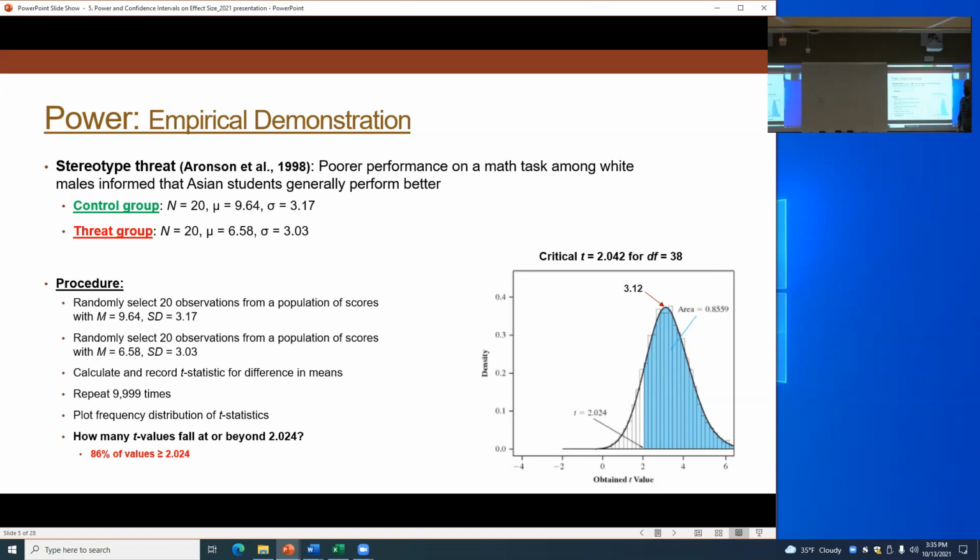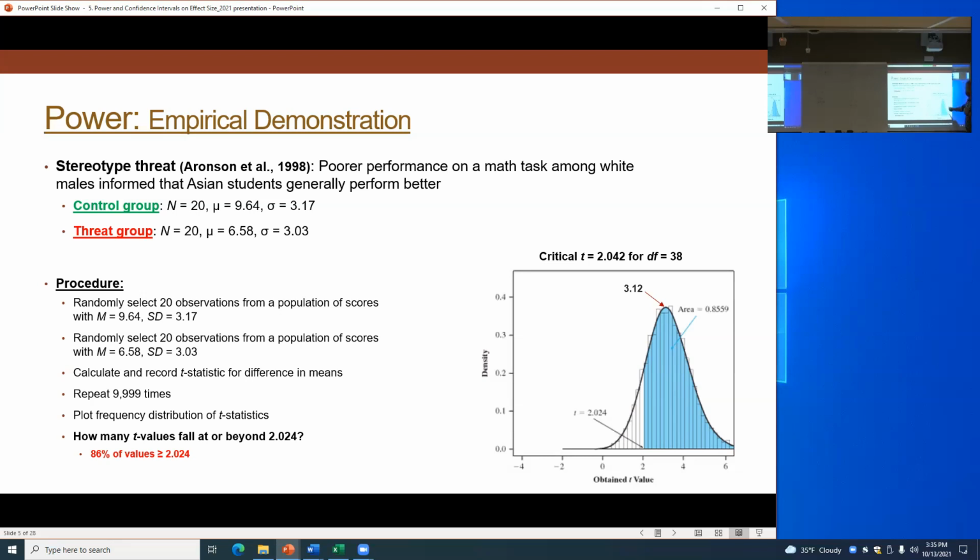These are situations where, even though I know that my threat group is different than my control group, because this is my population, on some portion of these replications I'm going to fail to detect that difference. My test statistic is going to fall below that critical value, and so in those replications, I'm going to fail to reject. I'm going to make a type 2 error. Even though in the population there is an effect, on some portion of these 10,000 replications, not all of them are going to find that effect. This is my type 2 error, and this is my power.